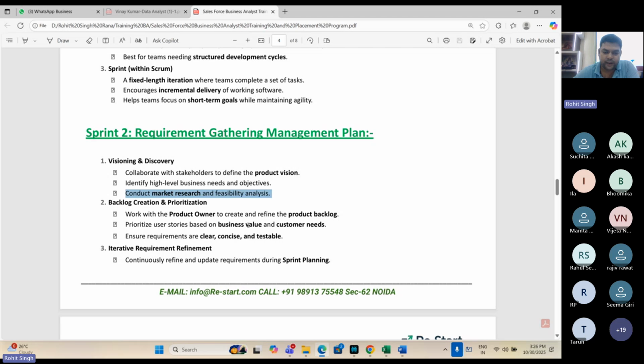Once we have done the requirement gathering, once we have understood it, then we create the backlog, which is product backlog. Then we create the sprint backlog in order to understand that this is what needs to be done: time estimation, task delegation, resource allocation, and ticket prioritization. Then we create the user stories as per the requirement gathering that we have done. And it has to be clear, concise, and testable.